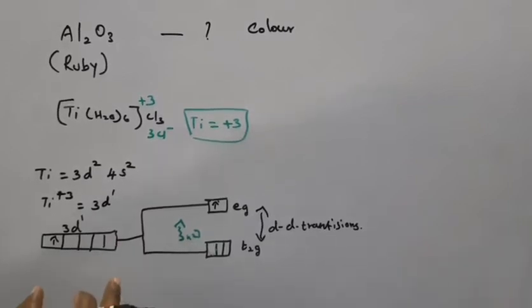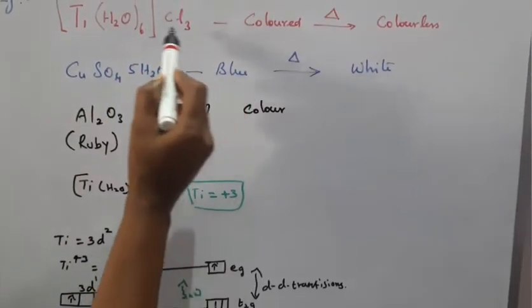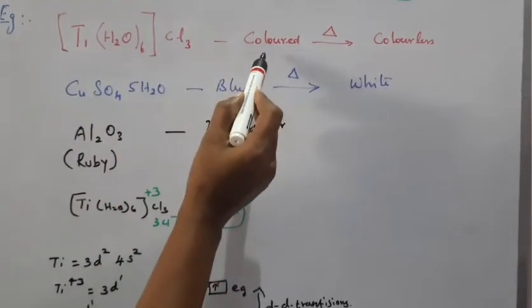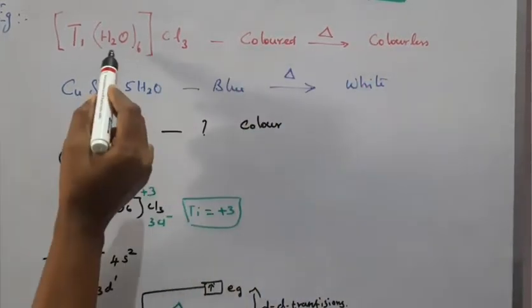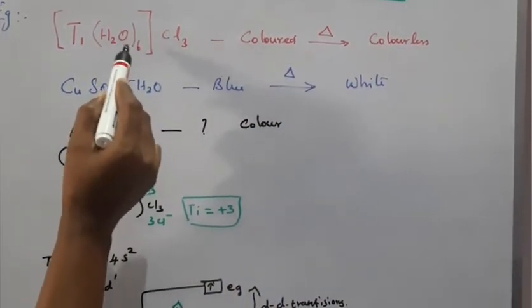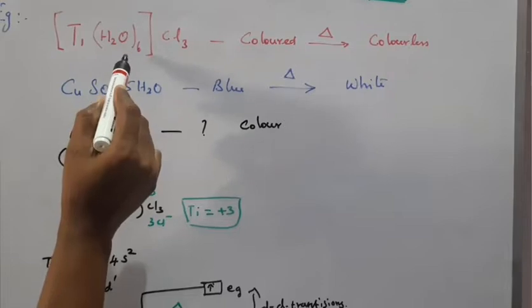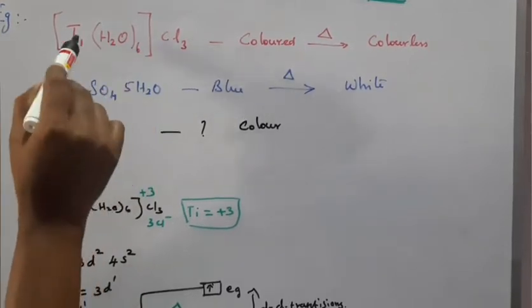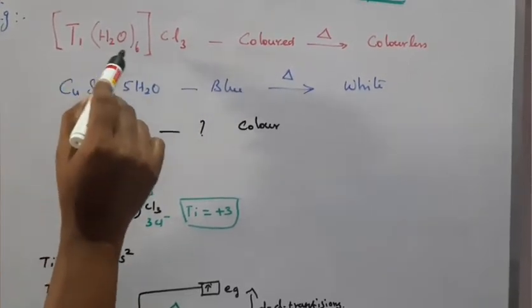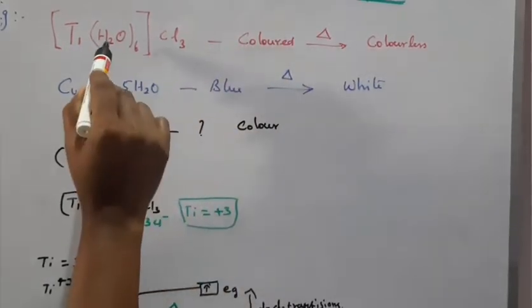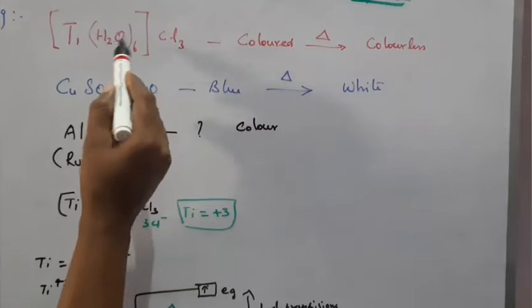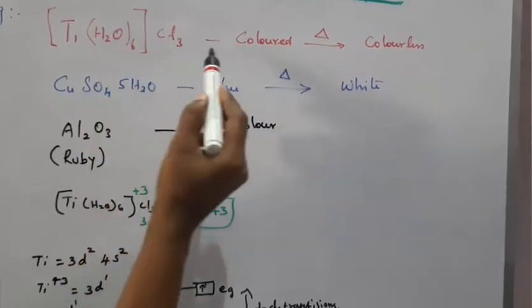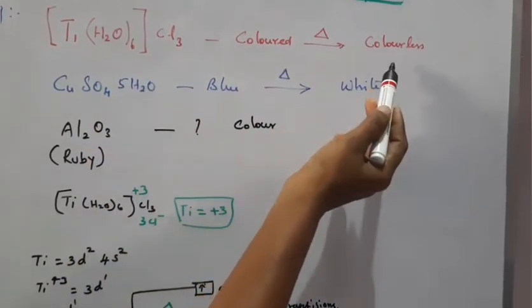One thing I want to say: in aqueous medium it is colored, while on heating it is colorless, because H2O is a ligand. The ligand gives the particular color to the given complex. After heating, we remove the water molecules, so it loses the color. So on heating it is colorless.